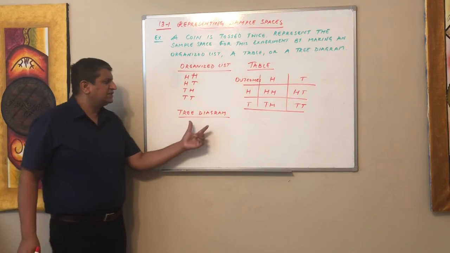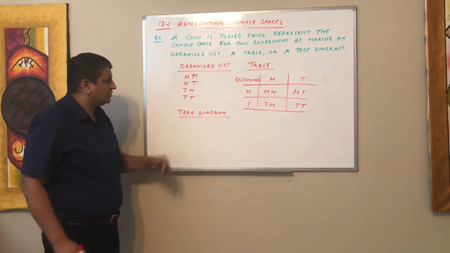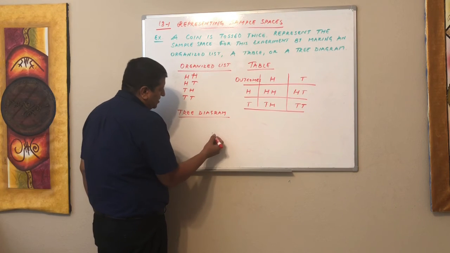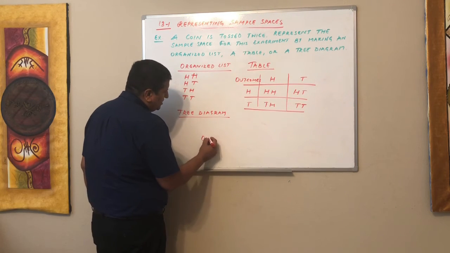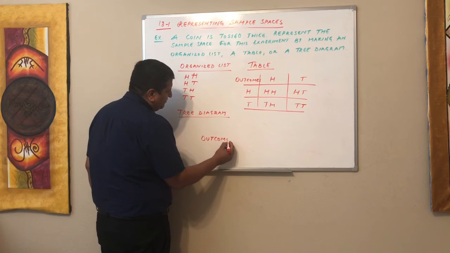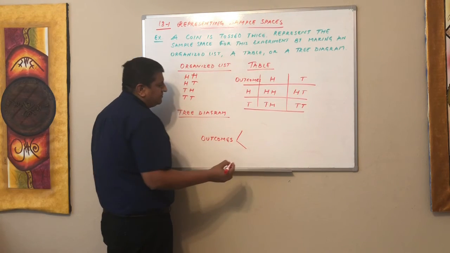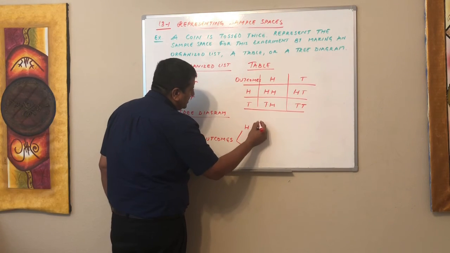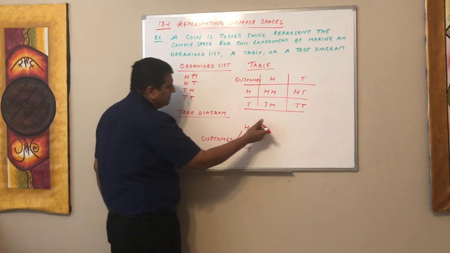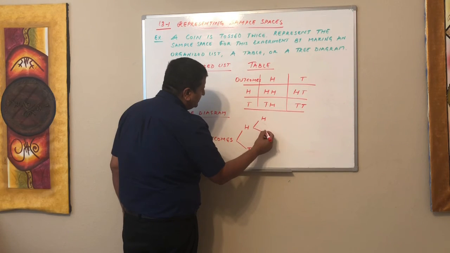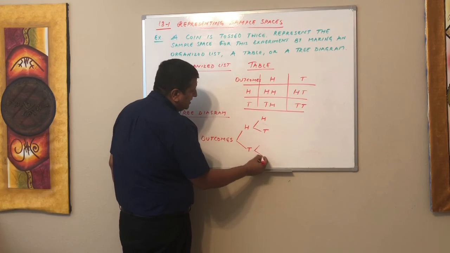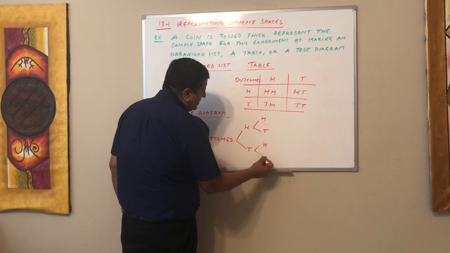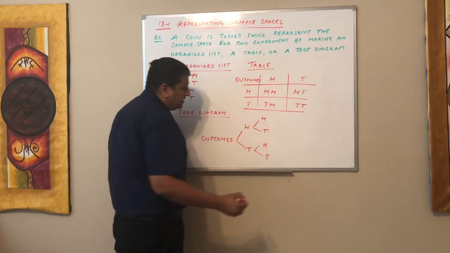You can represent the same thing, the same sample space, using a tree diagram. So in a tree diagram, we're going to start with outcomes here, and when you flip the coin the first time, you're going to get either heads or tails. If it is heads the first time, the second possibility is either heads or tails. And if you got tails the first time, the second time you can get either heads or tails.